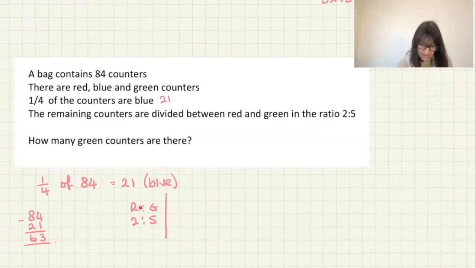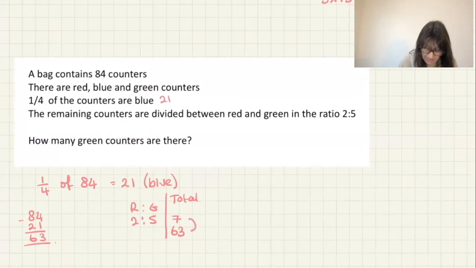counters. It's not 63 red counters, so it can't live there. And it's not 63 green counters, so it can't live there. It has to live in its own column. So we create it, we call it the invisible column. And it's going to be a total column because it's a total of 63 that I'm going to be sharing in that ratio. But equally, I need to know the total of those ratios, which is 7.